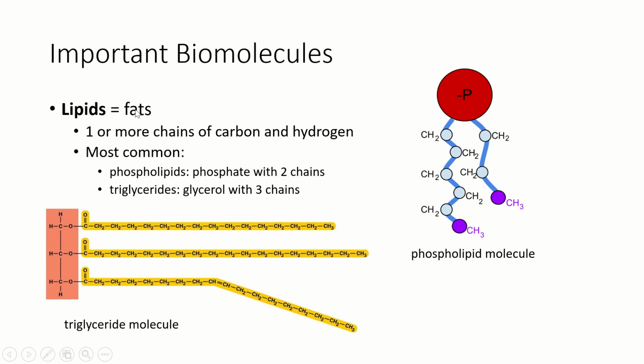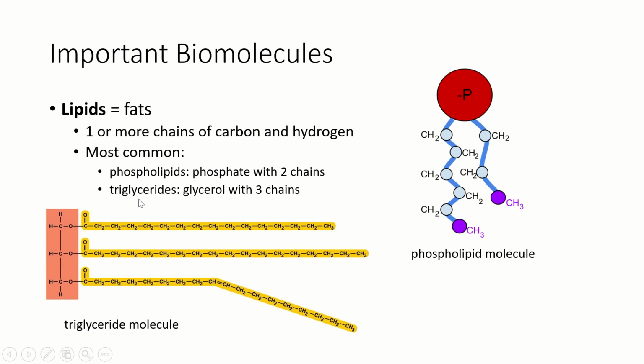Lipids are fats. Lipid is just another word for fat. A fat is one or more chains of carbon and hydrogen, like here or here. This one has 2 chains, and this one has 3. And those chains are bound to some other molecule. In this case, it's a phosphate. In this case, it's a glycerol. This one is called a phospholipid. It's a phosphate and a lipid. Okay? This is going to be incredibly important in cells.